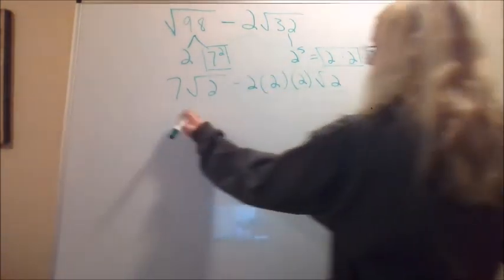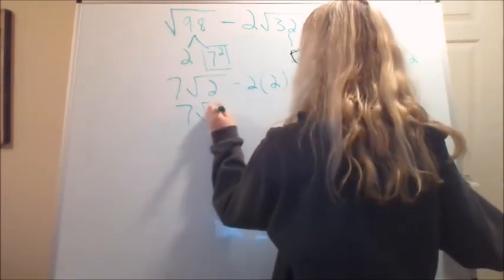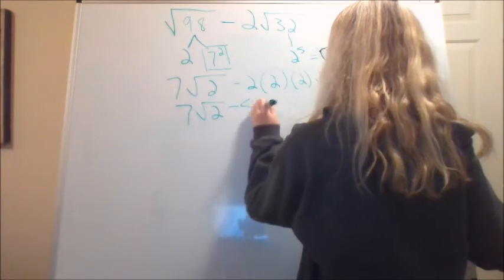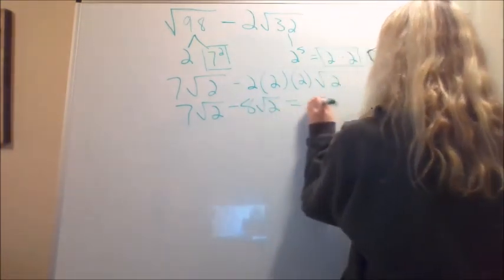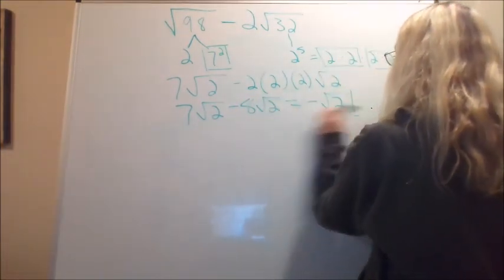And now we can simplify. So 7 square root of 2 minus 8 square root of 2. That's going to be negative square root of 2. And that is our answer.